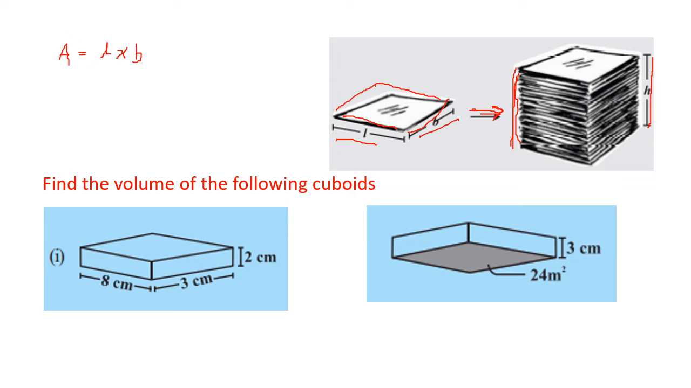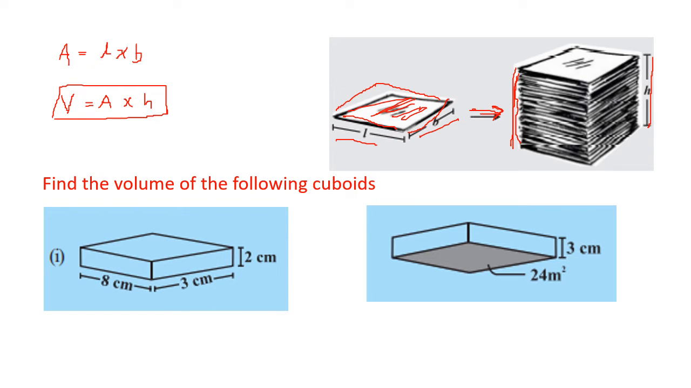So how much space is being occupied now? The area A into the height. So you can say the volume being occupied can be said as area into height. So one way to find out the volume of a cuboid is also area into height, where area A is the base of the cuboid.